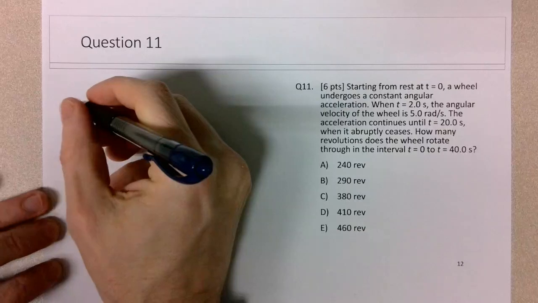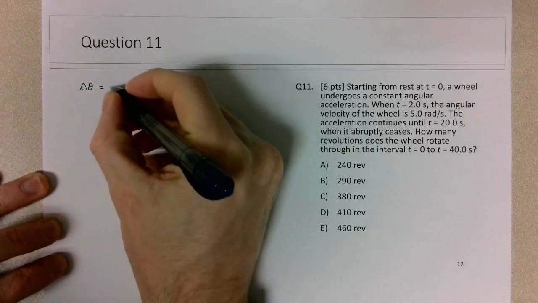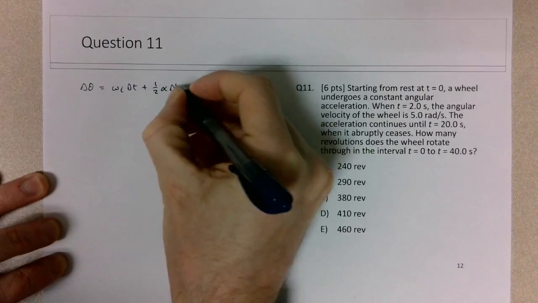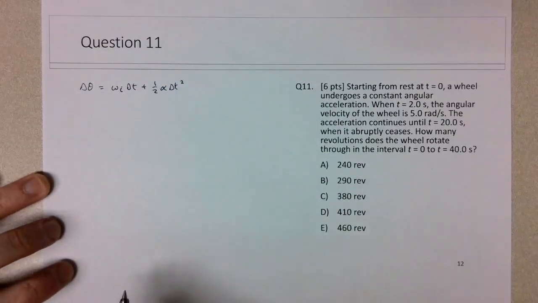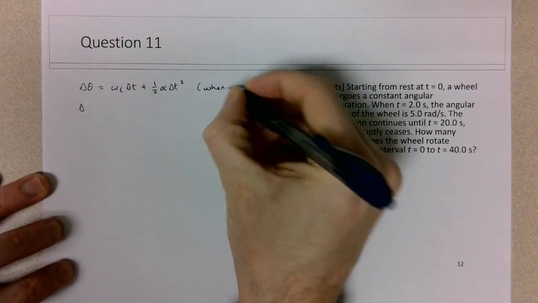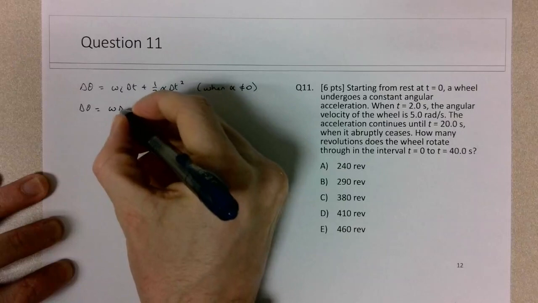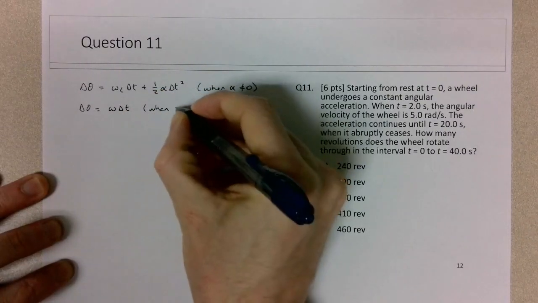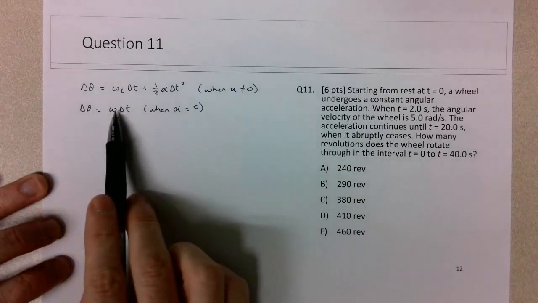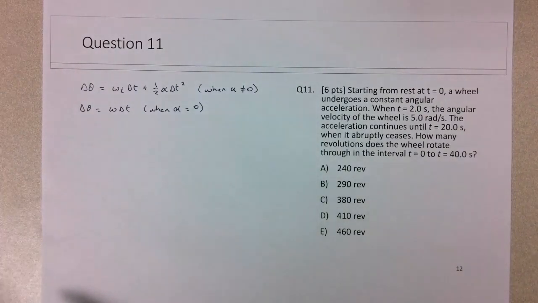So in this situation we can think of delta theta is equal to omega initial delta t plus 1/2 alpha t squared, for the case where there is an angular acceleration, so this is when alpha is not equal to 0, and then delta theta equals omega delta t when alpha is equal to 0. So the top one's when we have an angular acceleration, and the bottom is just when we have constant angular speed.